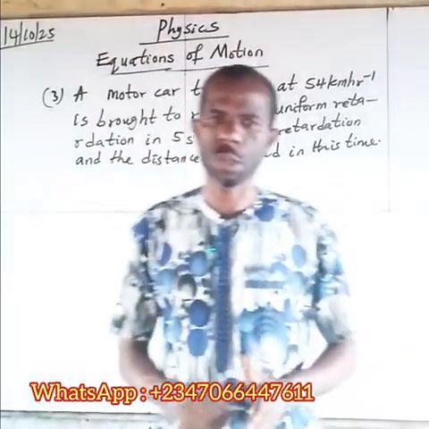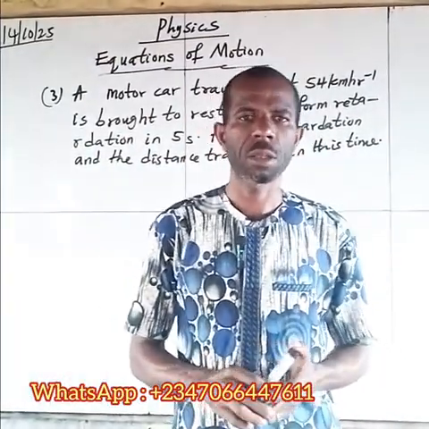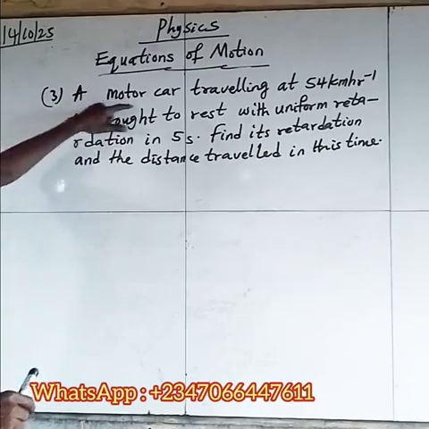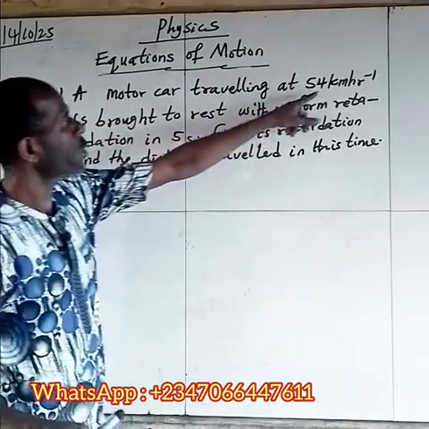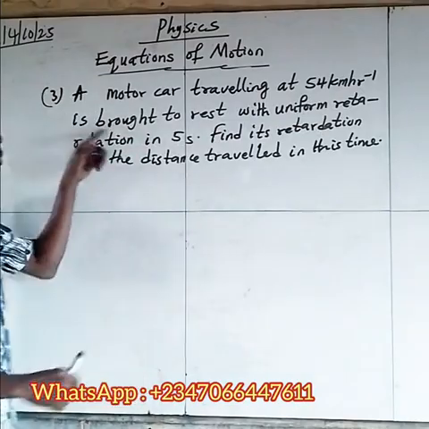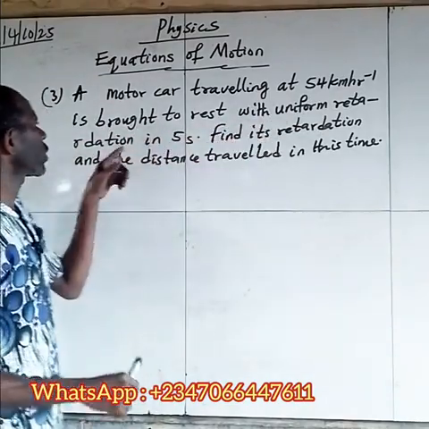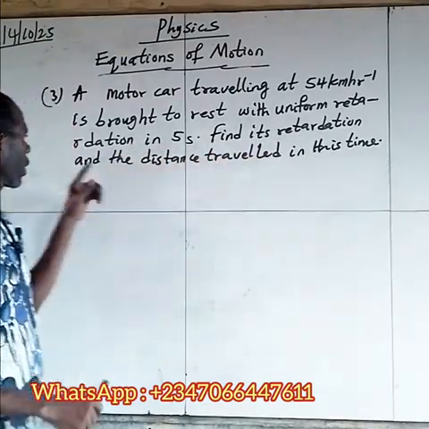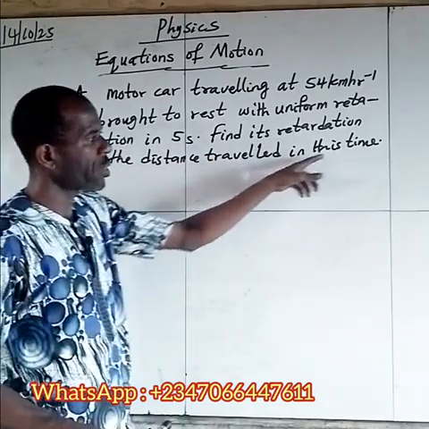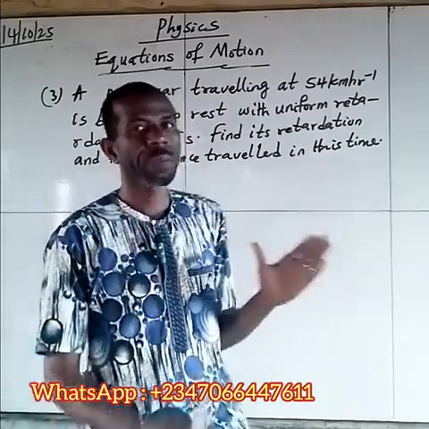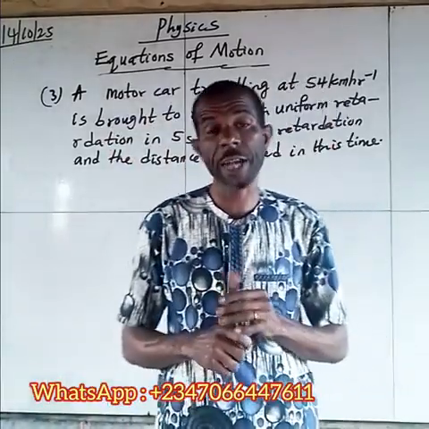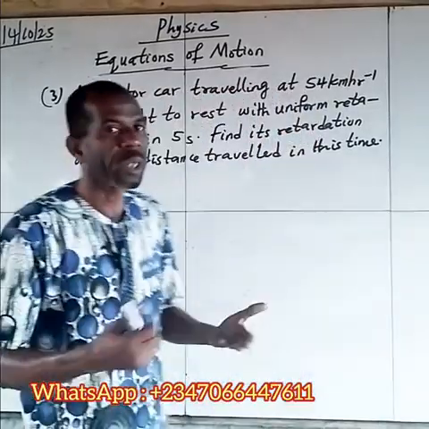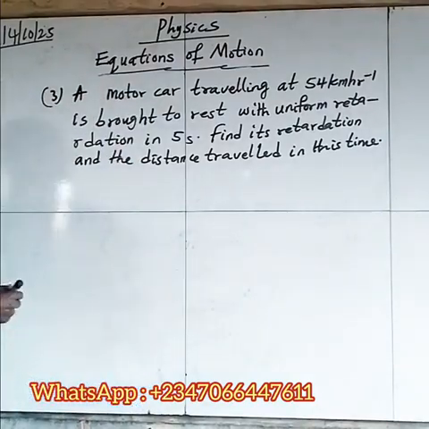All right, let us look at question number 3 on equations of motion. The question reads: a motor car traveling at 54 kilometers per hour is brought to rest with uniform retardation in 5 seconds. Find its retardation and the distance traveled in this time. One thing about motion that is brought to rest: it means the final velocity is 0. So the car has retarded, either because the brake is applied or because of some other factor.